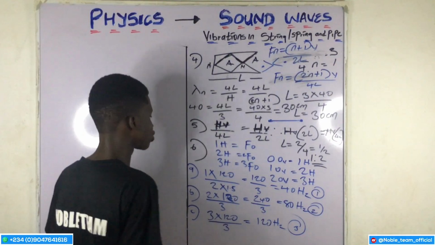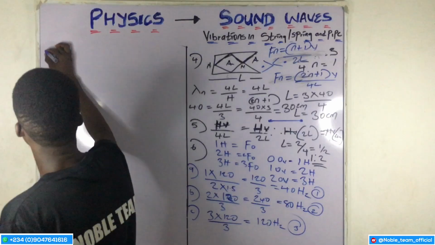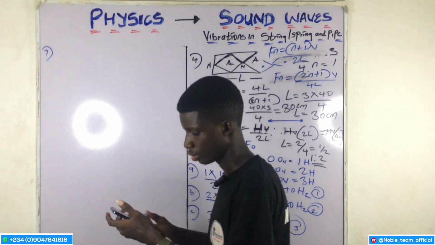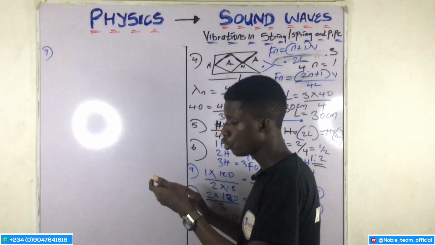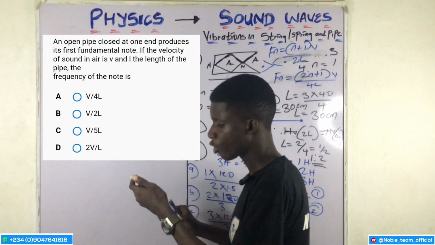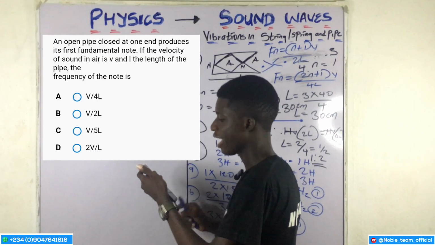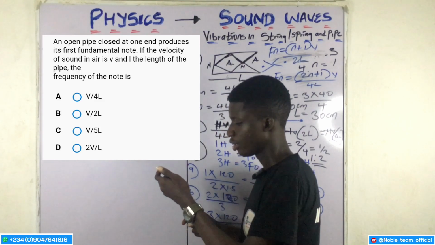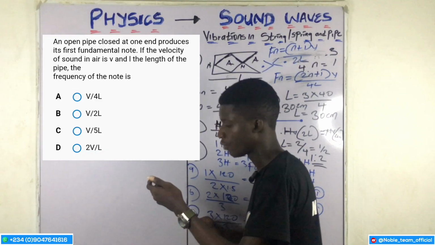Okay, now let's solve question 7. Okay, good. Now question 7 says an open pipe closed at one end produces its first fundamental note. If the velocity of the sound in air is V and length is L, then the frequency of the note is what?